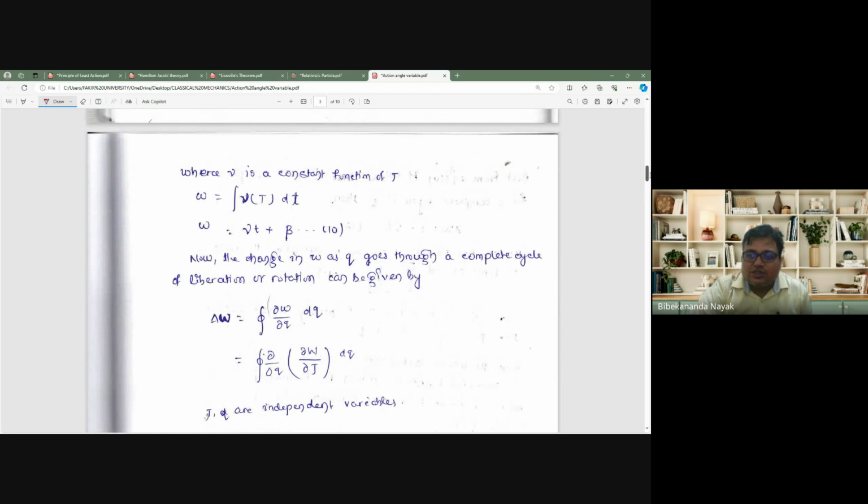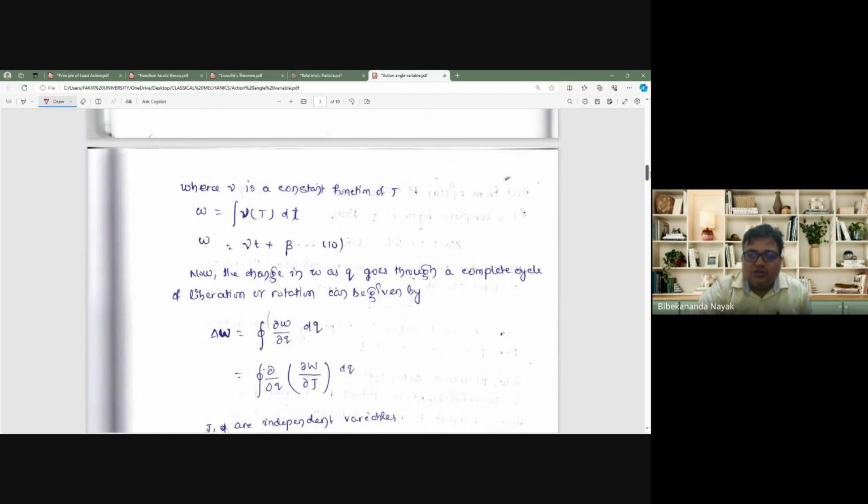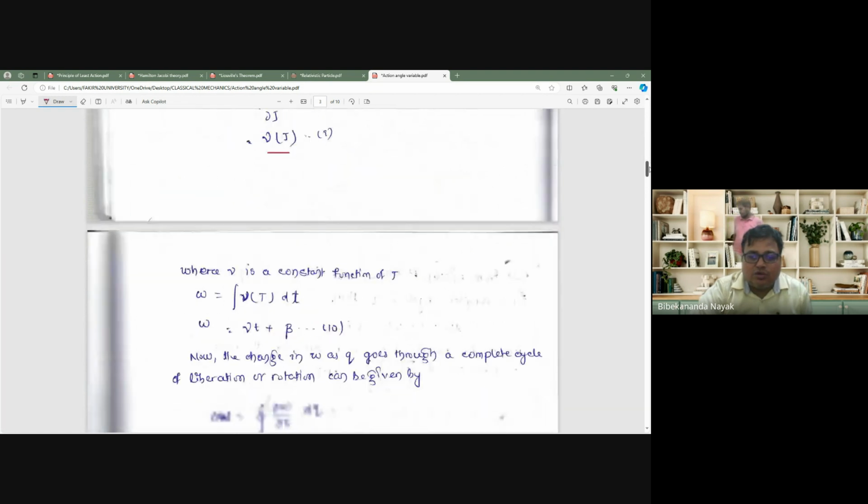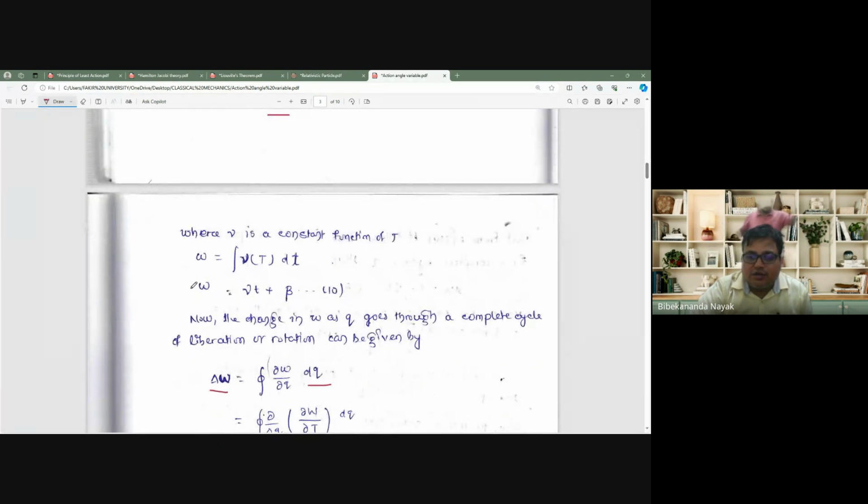Now consider the change in omega as Q goes through a complete cycle. If you calculate delta omega, it will be del omega by del Q into dq, where omega is equal to nu t plus beta, with nu the frequency. Taking its variation, delta omega can be written as del omega by del Q into delta Q, as it varies over the whole path.